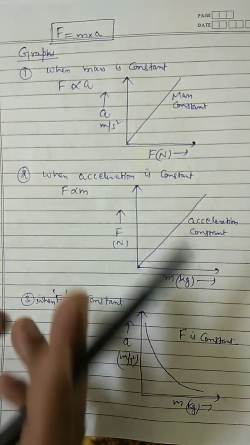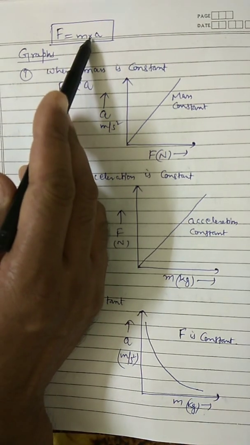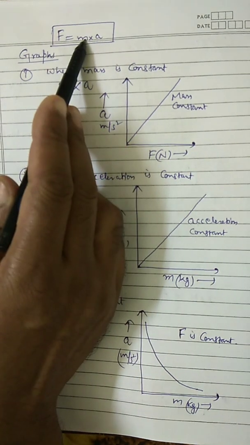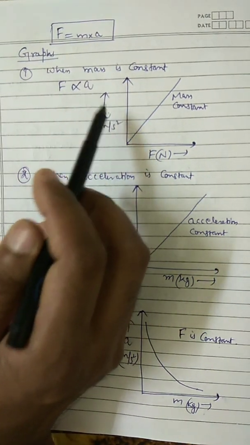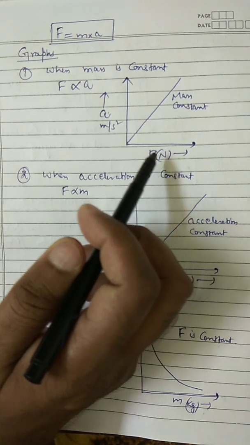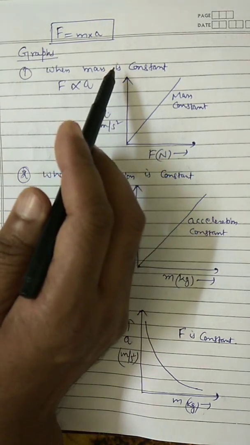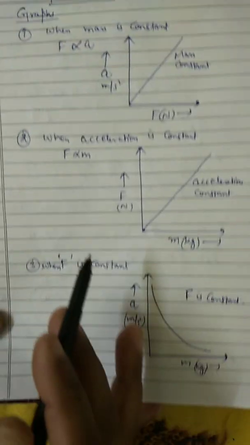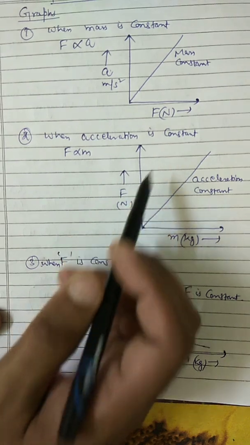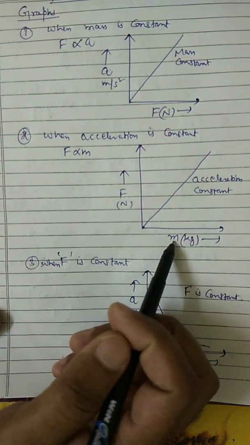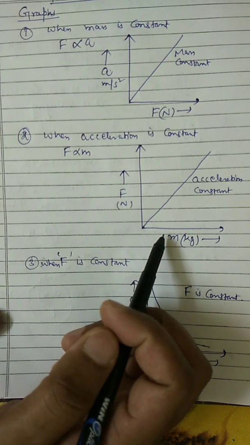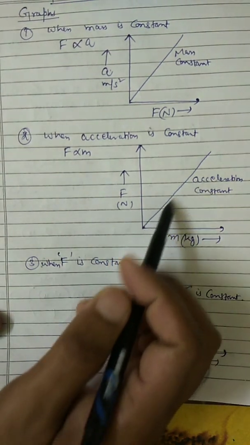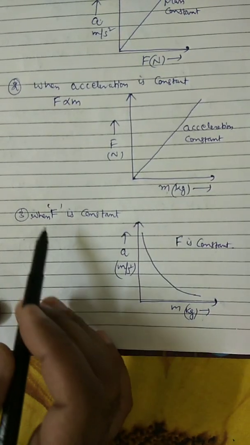Now there are three possible graphs that can be made on the basis of this expression. Out of these three terms, when mass is constant, acceleration will be directly proportional to force, meaning if force increases, acceleration will ultimately increase. So it is directly proportional. This kind of proportionality graph we will have. Second, when acceleration is constant, in that case mass is directly proportional to force, meaning the more the mass, the more force is required for the same acceleration. So it will also be a direct proportionality graph.